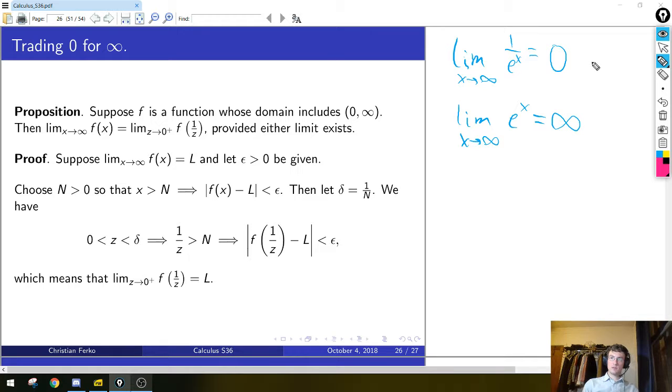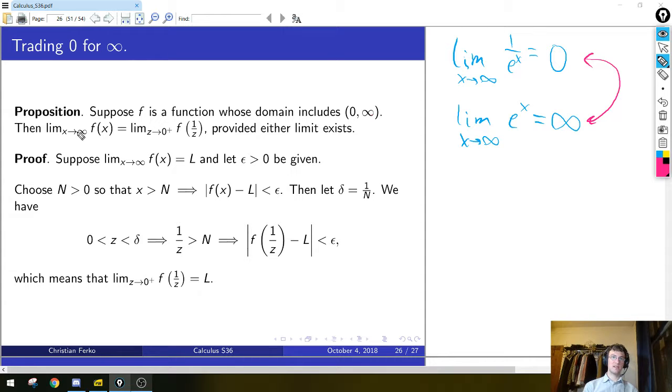So you might say, can I just swap these two statements whenever I want? If a function goes to infinity, do I know that 1 over that function goes to 0, right? And indeed, something like that is true, so we should prove it. I don't know if it should be called a proposition or a theorem. I guess it's not a big deal. But anyway, suppose f is a function whose domain includes at least 0 to infinity. It's defined on the positive half line.